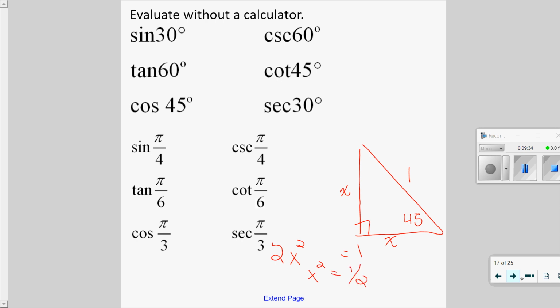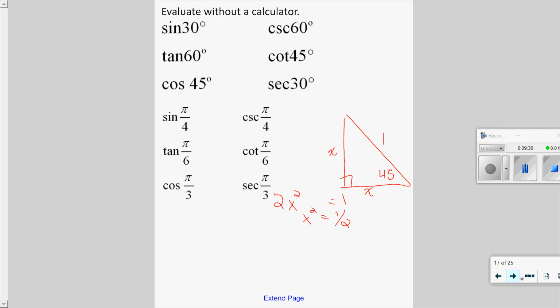Bailey, how do I square root both sides on that? What am I going to get? X equals what? Which is? Not 1/4. What's the square root of 1? What's the square root of 2? Good. So it's going to be rad 2 over 2. Right? So X is going to be rad 2 over 2.